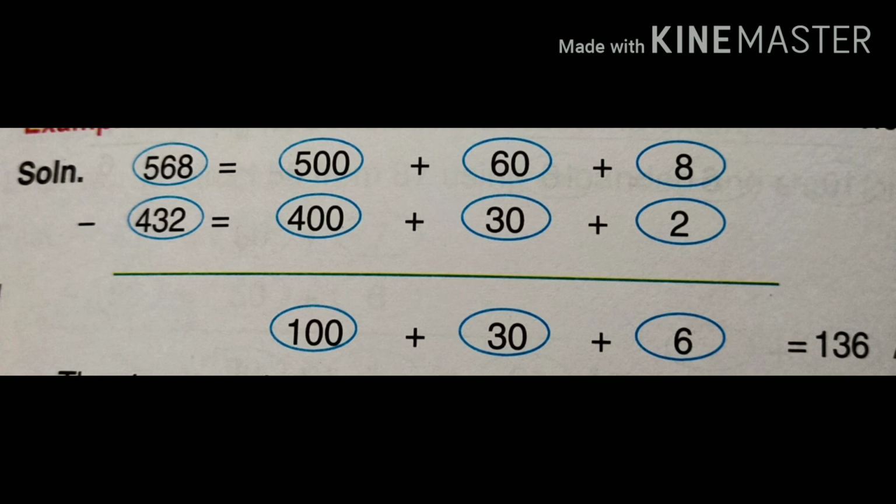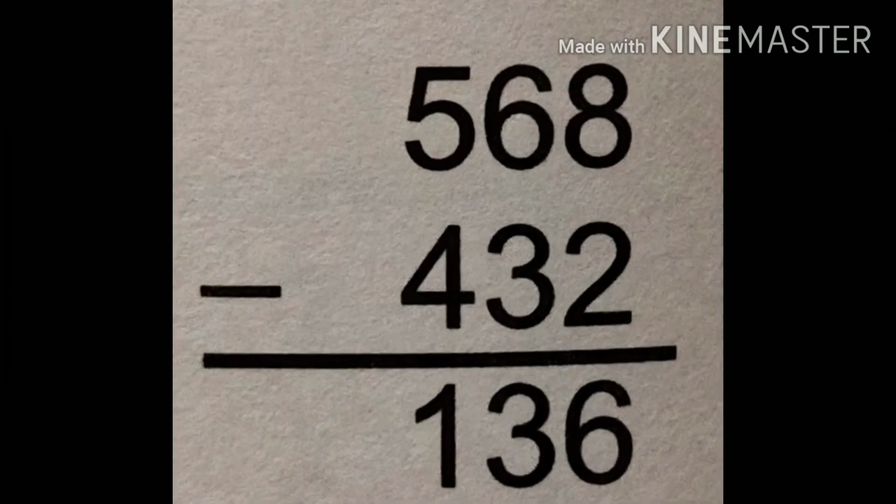So now how do we subtract these numbers using the short form? You already know, we had already learned in our previous classes. So first we subtract the unit place. So 2 is subtracted from 8 first, so the answer is 6. Then you subtract 3 from 6, you get 3, and then subtract 4 from 5, you get 1. So our answer is 136. You get the same answer in both methods.